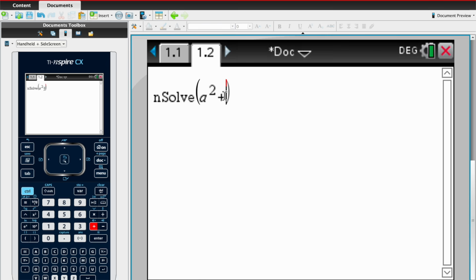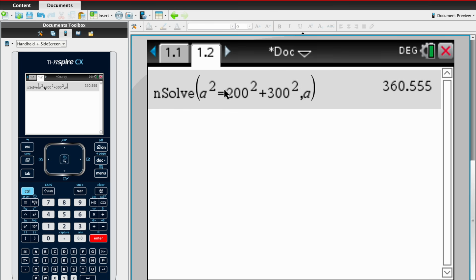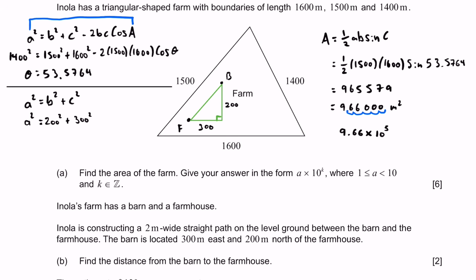a squared equals 200 squared plus 300 squared. That's calculator to solve. So the distance is 360.555. Let's write that out. 360.555. Three significant figures. This is 361, and then the units are meters.